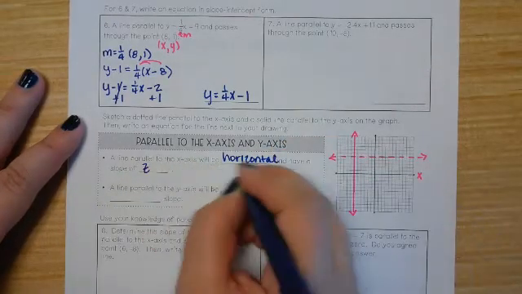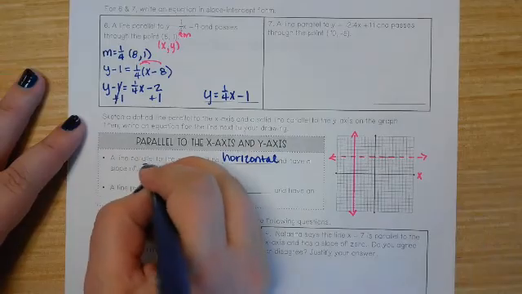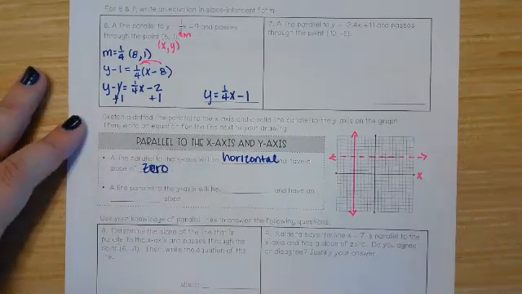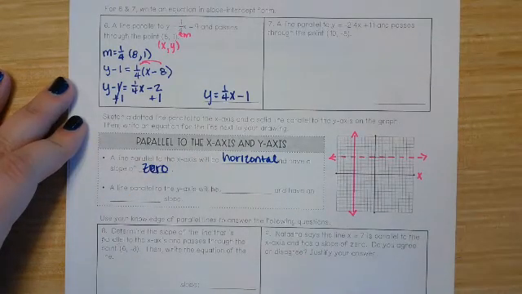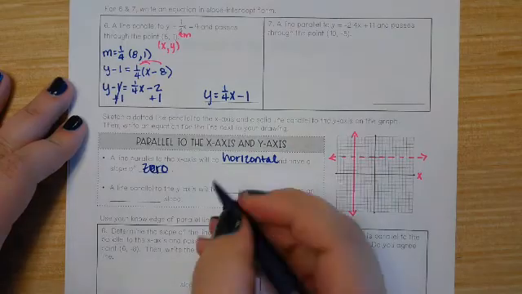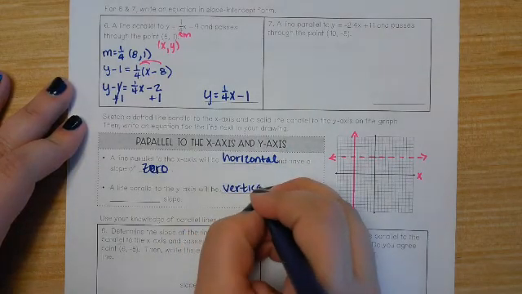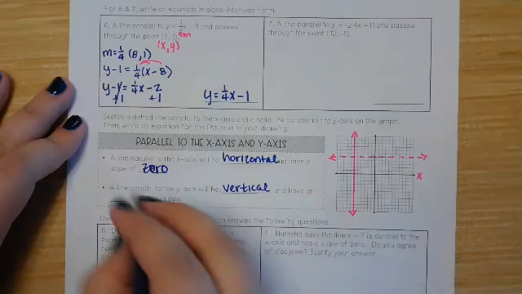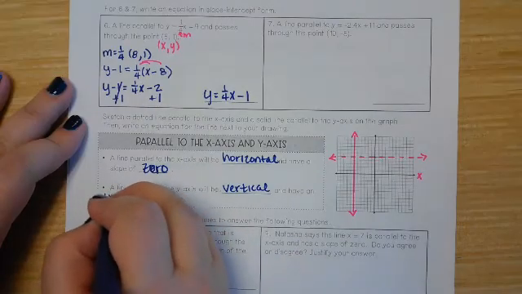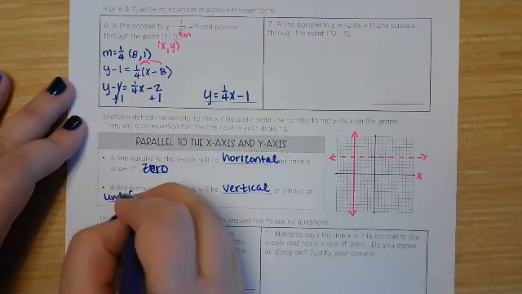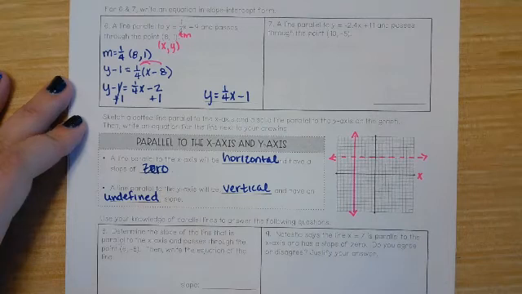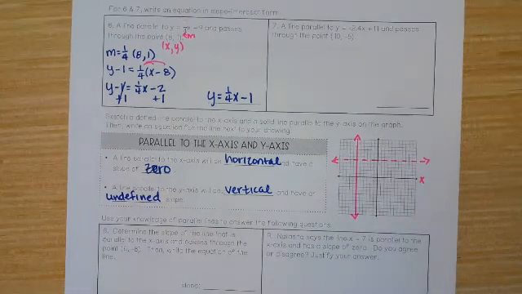Remember, Hoy, the O is for 0. Okay. And then a line that is parallel to the y-axis will be vertical and will have an undefined slope. Okay, undefined slope. All right, let's just do a couple more here.